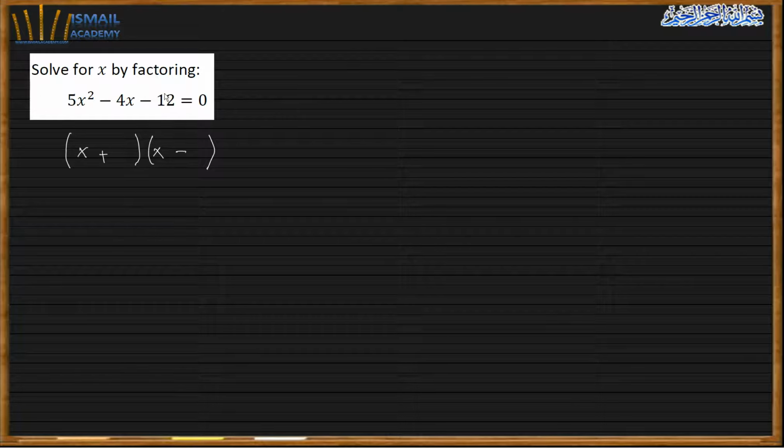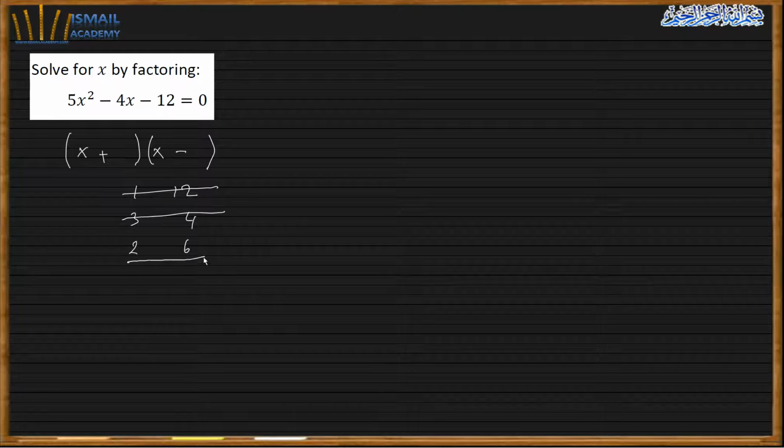So I will see first what are the factors of 12. We have 1 and 12, we have 3 and 4, and we have 6 and 2. Alright, so here if I take 5 times 1 minus 12, it's going to be minus 7, so it's not going to work. If I take 5 times 3 minus 4, it's not going to work. 5 times 4 minus 3 is not going to work. So 5 times 2, 10, minus 6 is 4.